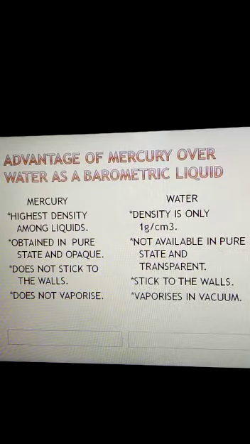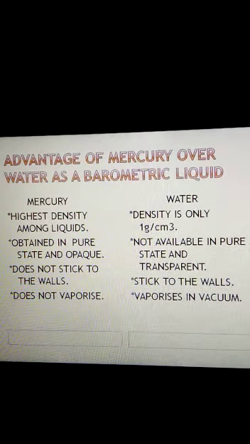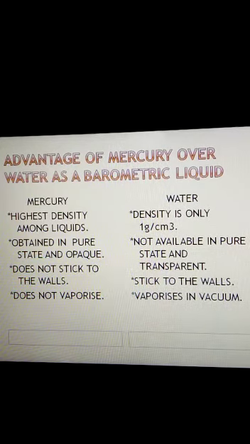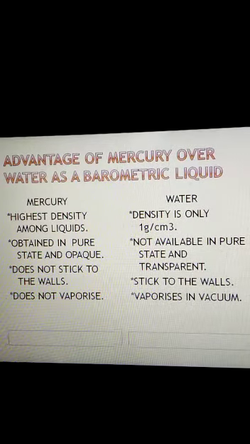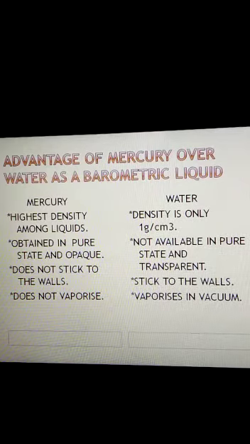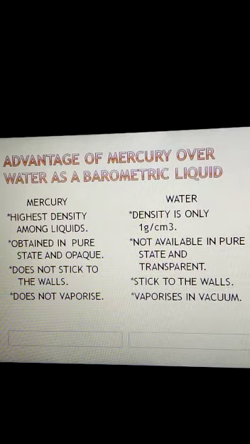Mercury is easily obtained in pure state, and it's opaque and shiny as well, so we can easily measure the level of rise and fall in mercury level. Whereas water is not available in pure state everywhere. Somewhere water is also available in polar regions or in cold regions in the form of ice. So we cannot use water there, and as it is transparent, the rise or fall in liquid level is not that clearly visible.